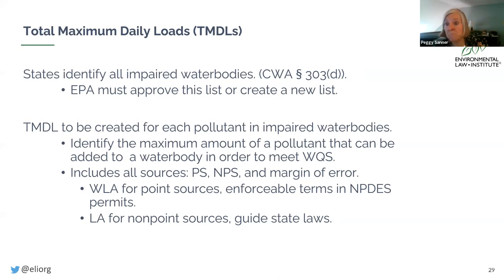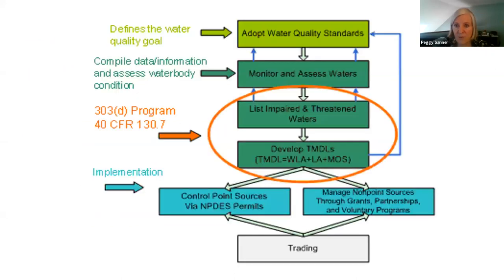So it might be for nitrogen, might be for phosphorus, it might be for sediment. You have a different TMDL for each of those. And the idea is that it identifies what comes from the point sources, what comes from non-point sources, assigns responsibility to point sources and to non-point sources to do things to reduce that pollution so that ideally in the end, the reductions are such that the water is returned to water quality standards. So that is the theory.